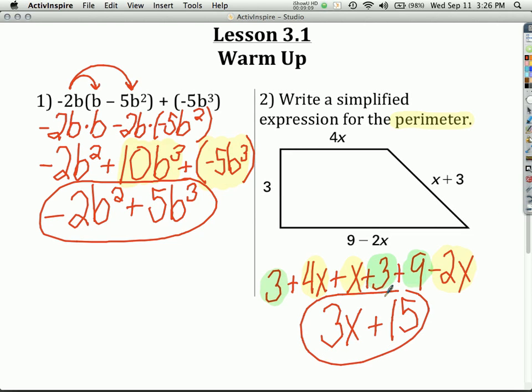Comments, questions on either of these? Go ahead, John. I got the same answer as you, but I did it 4x plus 9 minus 2x and 3 plus x plus 3. Excellent. So you did the top and the bottom first, and then you did the left and the right? Great. Fantastic job. And you ended up with the same answer, you said, right? Fantastic. Anyone else? Comments or questions? Good. We're doing well so far.